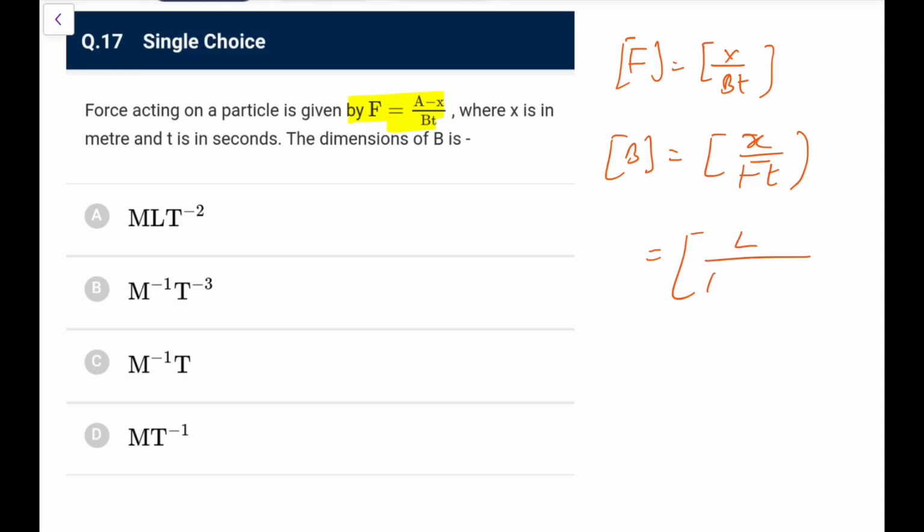X is length, f is ml t minus 2, and this is t. So what we will have, this was t minus 2, this will become m minus 1, cancel, and it will become t plus 1. So m minus 1, t plus 1. So go for option C in this case.